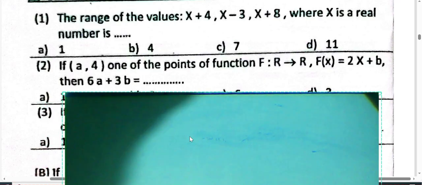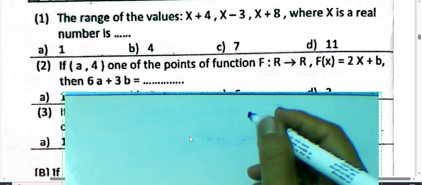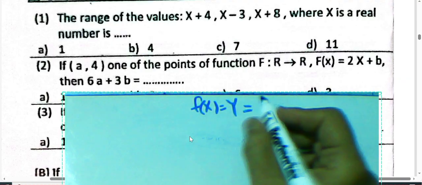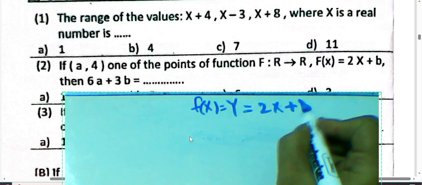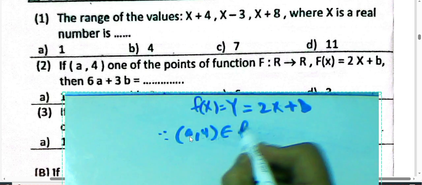Next question. Number 2: if (a, 4) is one of the points of the function f such that f of x equals 2x plus b, then 6a plus 3b equals what? We have a point belonging to this straight line. Belonging to the straight line means this point satisfies the function f. We have f of x, meaning the image y equals 2x plus b. And we have the point (a, 4) belonging to the function f of x.